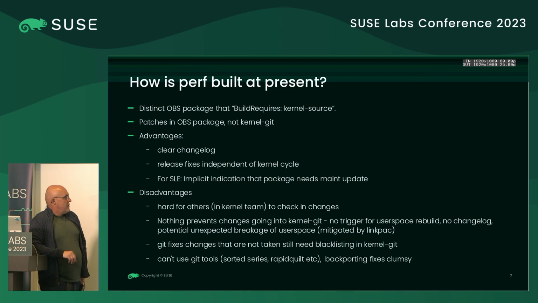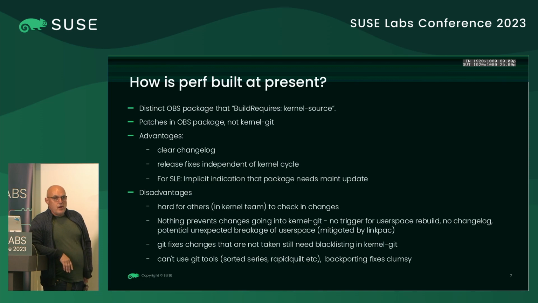It's hard for others, especially in the kernel team, to check in changes. Somebody's on vacation or somebody just makes a mistake. We could probably prevent this using a hook, but there's nothing that actually prevents somebody from checking in changes for perf into the kernel Git. And back when we were taking stable, this happened quite often. We'd take a stable patch and it would actually be to tools perf. It would go into kernel Git.